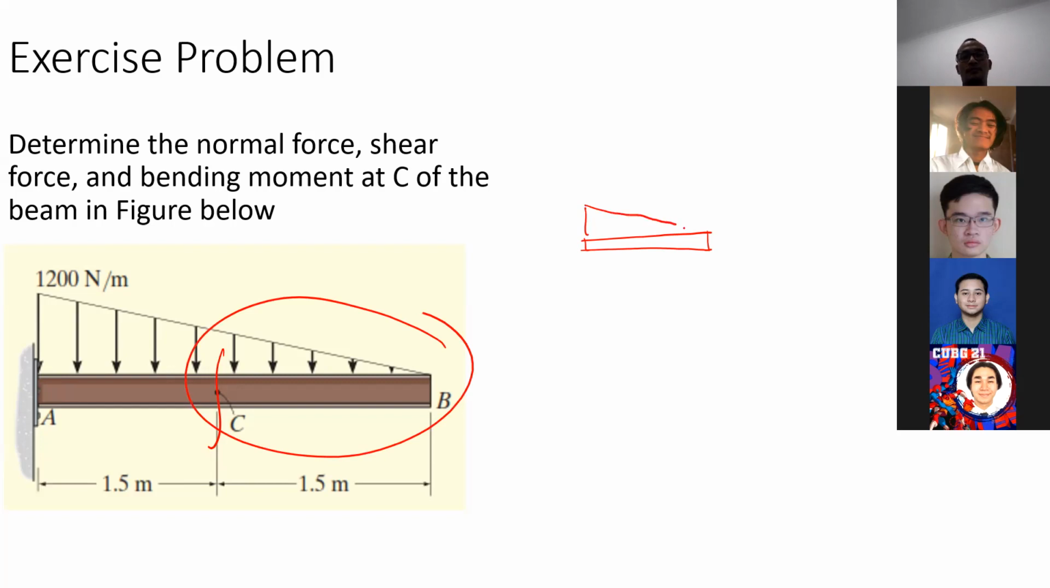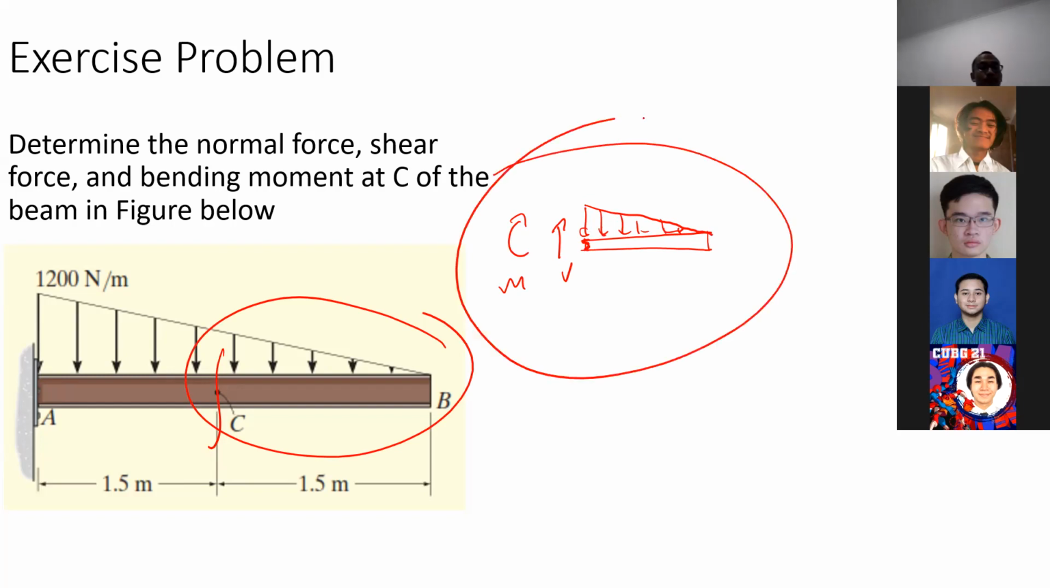If we draw the right section, it will be like this. This is the distributed force. And we have to add the internal force as well at this section. So this is the shear force, this is the moment. Because there is no horizontal force, this is it. This is our free body diagram that we have to solve.